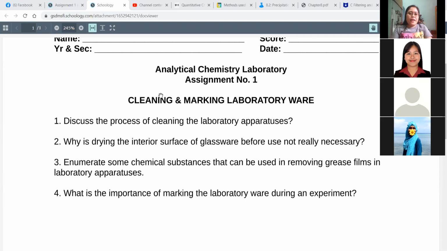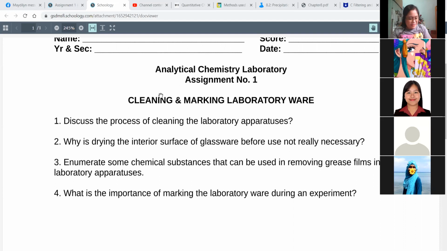And then number 2: why is drying the interior surface of glassware before use not really necessary? What is your answer here in the assignment? Why is it not necessary to dry the interior surface of the glassware before you use it? Ma'am, from my research, though I'm not sure, when the glassware is going to be used, there is no need to dry it before use, because you can condition it with whatever chemical you are going to put in the apparatus, and use that to clean it.